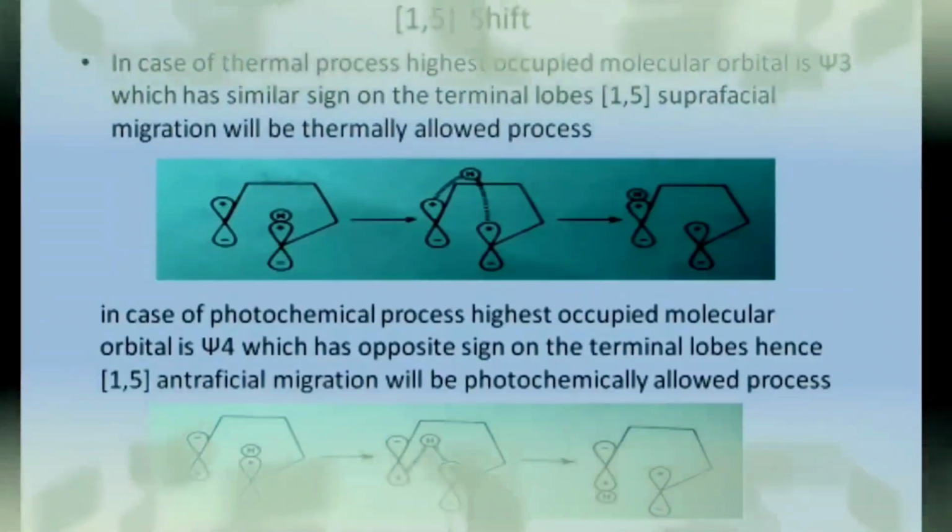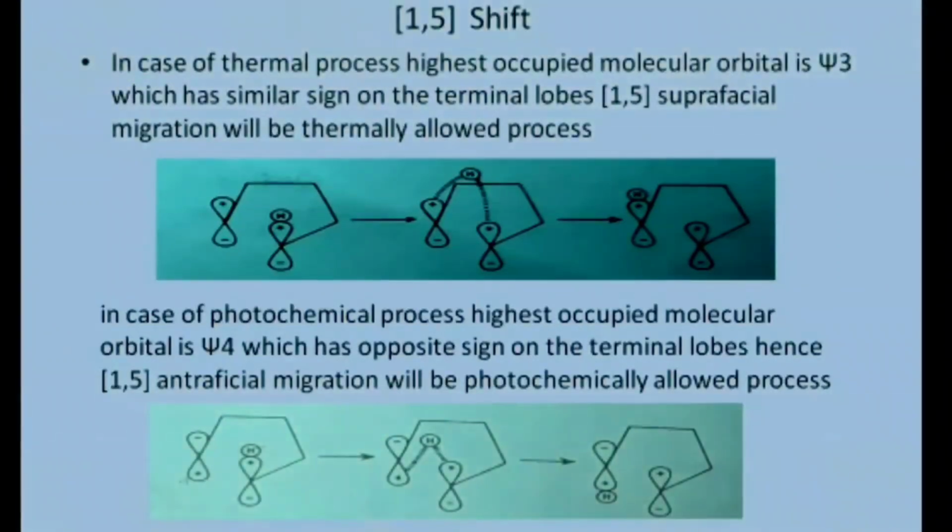Now as we discussed, in case of thermal process, highest occupied molecular orbital is Psi3. So this is the structure of Psi3. So similar signs are on terminal lobes. That's why here suprafacial migration occurs. Thus suprafacial process is thermally allowed. Whereas in case of photochemical process, highest occupied molecular orbital is Psi4, which has opposite sign on terminal lobe, and therefore antarafacial process is photochemically allowed.